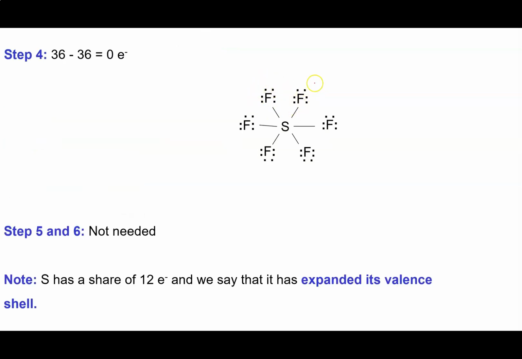So I put lone pairs on all of my outer atoms until they all have an octet. And so that's going to be 6 lots of 6, or 36. So 36 minus 36, no electrons left over. So step 5 is not needed. There's no electrons to place on my central atom. And what have we got? When we look at the central atom and consider whether it has an octet, 2, 4, 6, 8, 10, 12. Sulfur has a share of 12 electrons. We say it has an expanded valence shell.